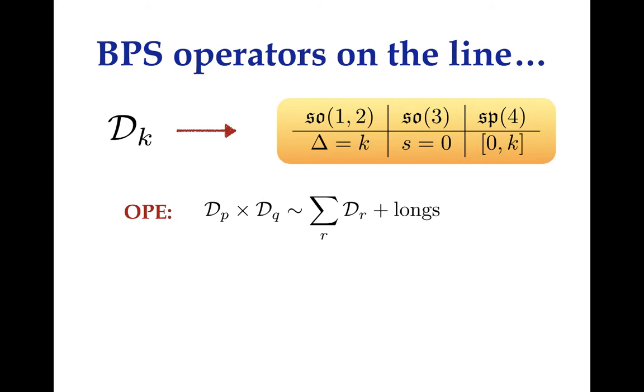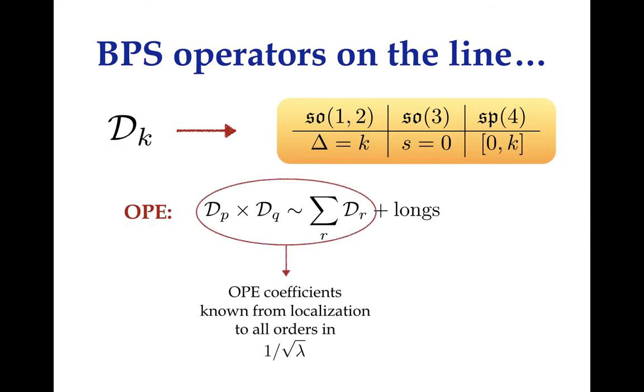There's not only D1, but there's a full family of 1/2 BPS operators on this line, which we'll call Dk. They have scaling dimension k, 0 transverse spin, and Dynkin labels [0,k] under Sp(4). The OPE between two such short operators contains other short operators as well as some long ones. But if we focus on the short sector, we can see that localization fixes the OPE coefficients in this sector in principle to all orders in 1 over root lambda. And this is going to provide an important input to the bootstrap problem.